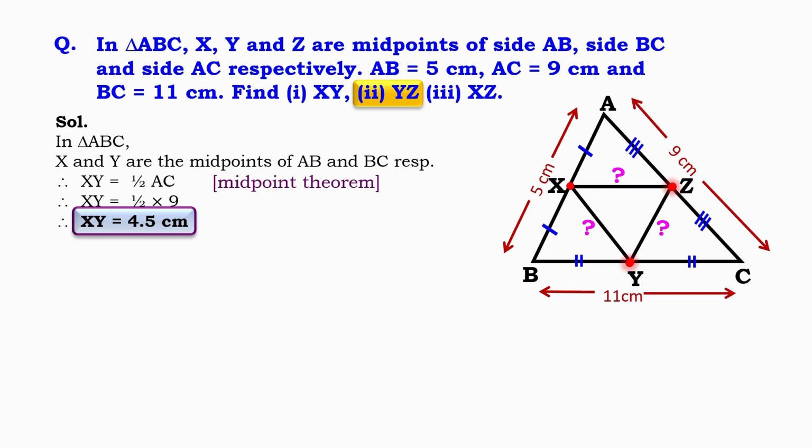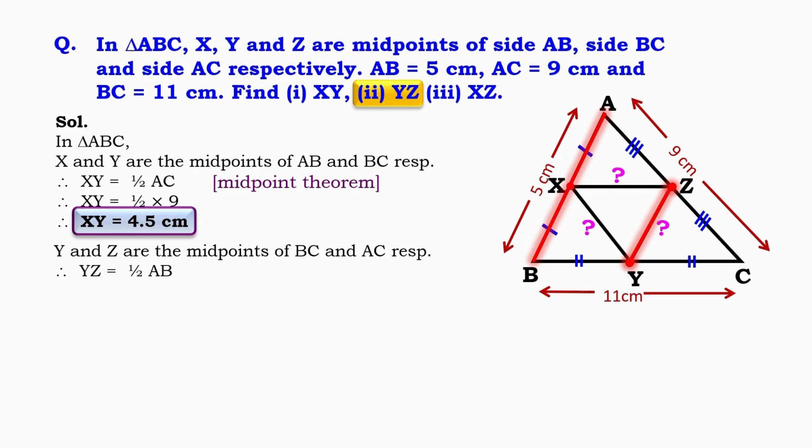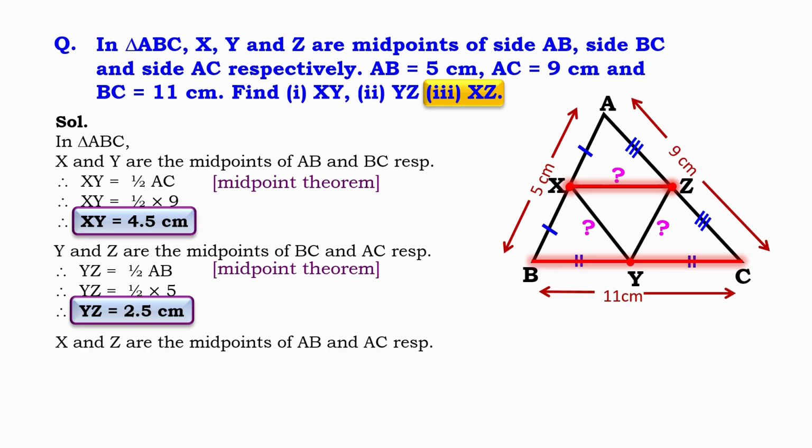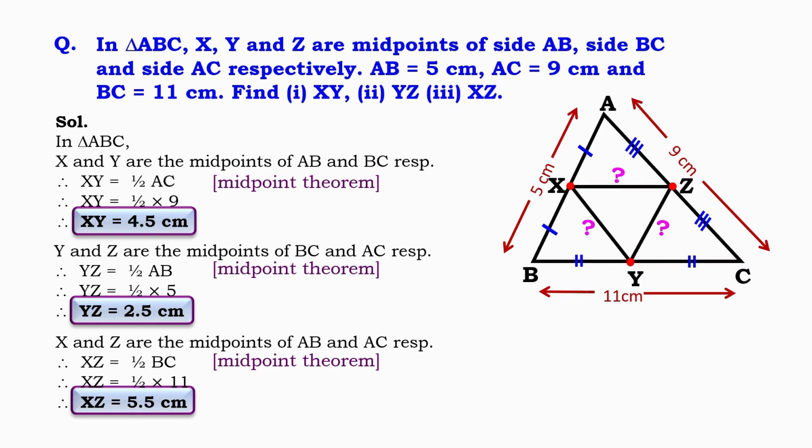Okay. Now YZ. If you take a look, Y is the midpoint of BC and Z is the midpoint of AC. Correct. So YZ will be half of AB according to the midpoint theorem. So that is half into 5, that is 2.5 centimeter. Now coming to part 3, that is XZ. X is the midpoint of AB and Z is the midpoint of AC. So by midpoint theorem, XZ equal to half of BC. So XZ equal to half into 11, that is 5.5 centimeter. Okay.